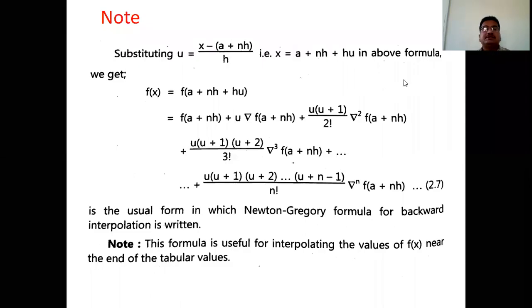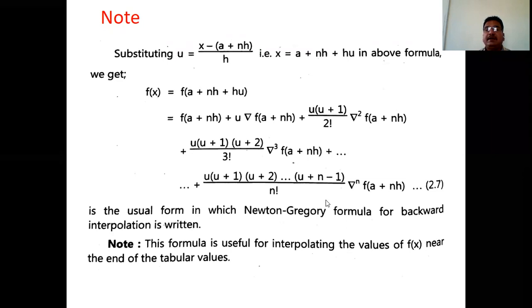Today the topic for discussion is the examples on the Newton backward interpolation formula. So this is the Newton backward interpolation formula, and we have to use it for example purposes in this form. That is, what is f(x)? So don't write f of a plus uh; write f(x) is equal to f of a plus nh. That is the value at the last point.